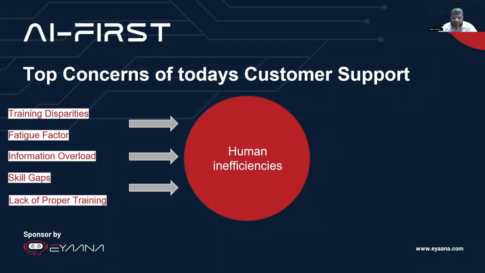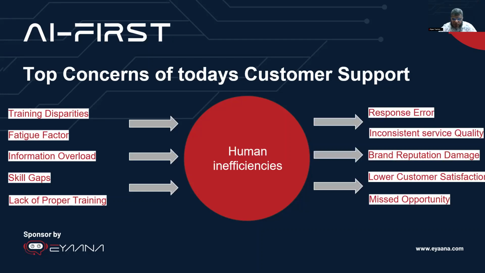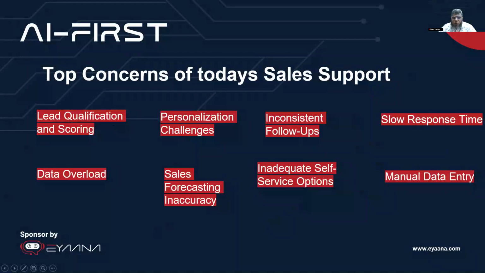And this is affecting the business in many ways. So definitely, due to human inefficiencies, response errors are happening, and inconsistent service quality is also there. It is damaging your brand reputation, resulting in lower customer satisfaction and missed opportunities as well. So we looked a bit deeper into the customer support issues. Now let's look at the top sales issues.